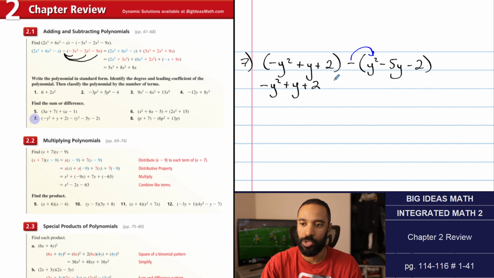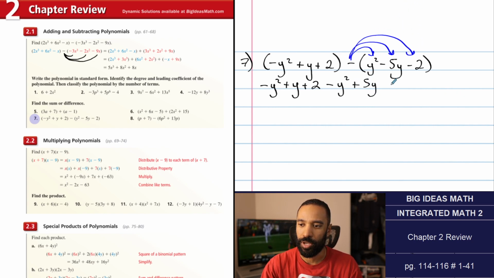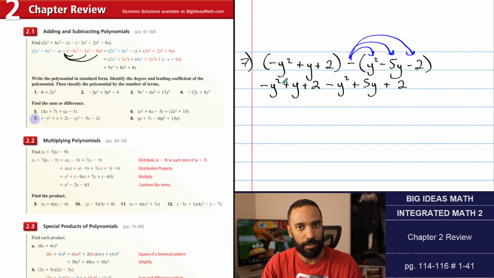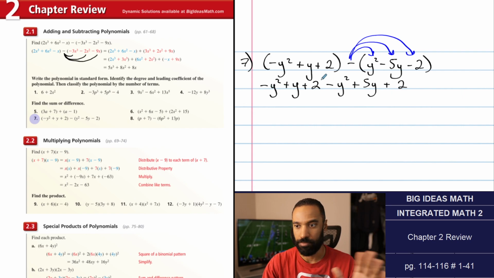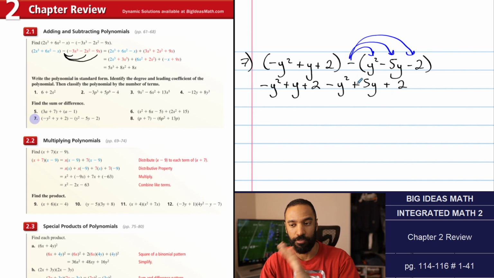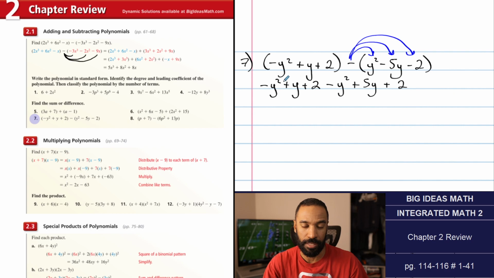Subtract a positive, you get negative y squared. Subtract this negative 5y, and you get positive 5y. And subtract the negative 2, and you get plus 2. So that's where you get the effect that's a little bit different. You now see them for what they are. Nothing else anymore. I don't see the subtraction for what it is. Now all the signs are what I need them to be.